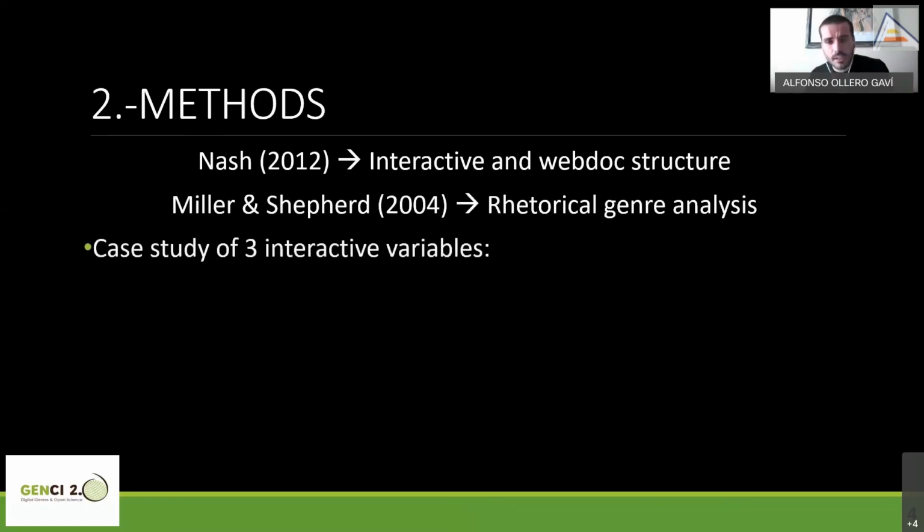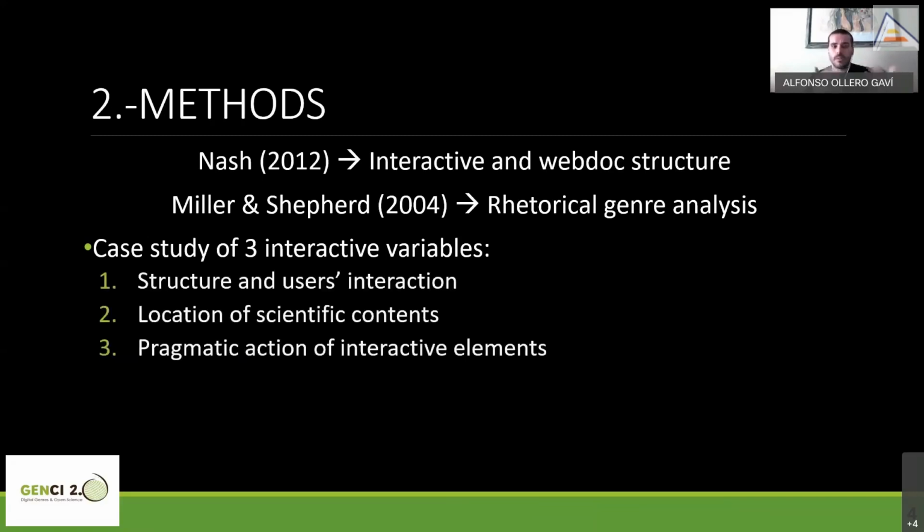I decided to use case study methodology because, as you may imagine, this kind of genres do not offer such prototypicality. They are very variable in their sense. But as I will come to argue, they show some instances of centripetal and centrifugal forces that contribute to the stabilization of genre. These three categories were analyzed: the structure and users' interactions, the location of scientific contents, and finally, the pragmatic action of interactive elements.